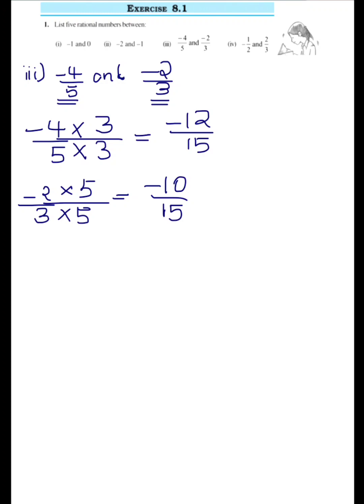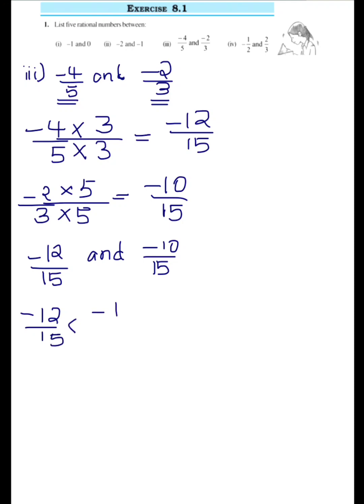So instead of finding rational numbers between minus 4 by 5 and minus 2 by 3, you can find the rational number between minus 12 by 15 and minus 10 by 15. Okay, so what is that rational number? Minus 12 by 15, minus 11 by 15, minus 10 by 15. So this is the one rational number, that is minus 11 by 15.